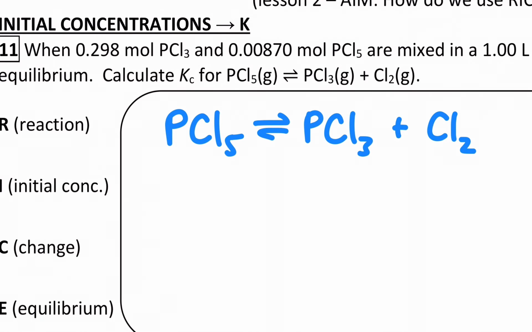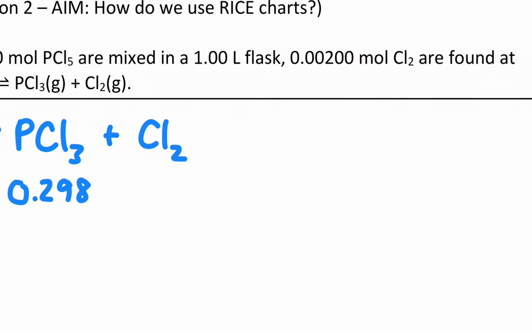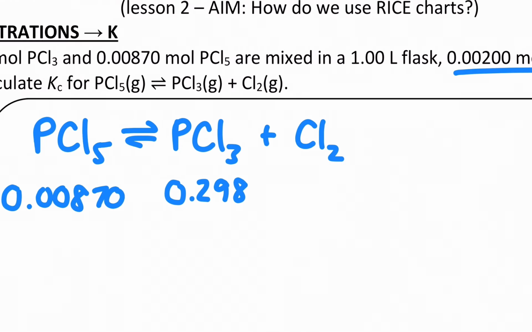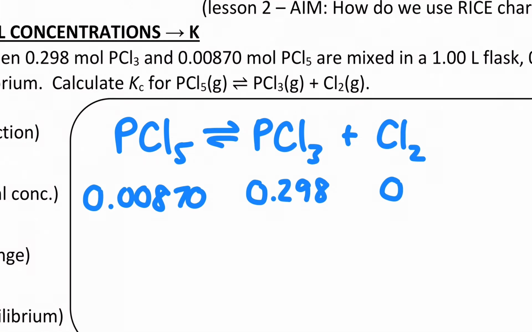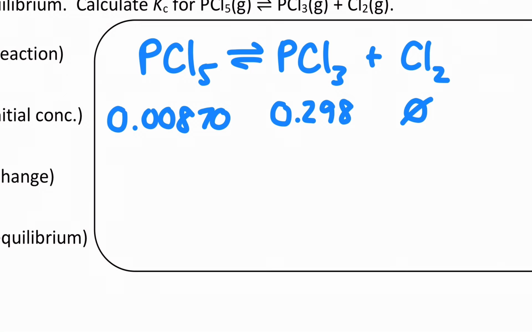Well, they tell us there's 0.298 moles of PCl3, so I'll write that just below the PCl3, and there's 0.00870 moles of PCl5, so I'll similarly write that below the PCl5. By virtue of the fact that it doesn't mention Cl2 in the beginning, it does mention how much we have at the end, I'm going to put a 0 for the Cl2. Now this will react.